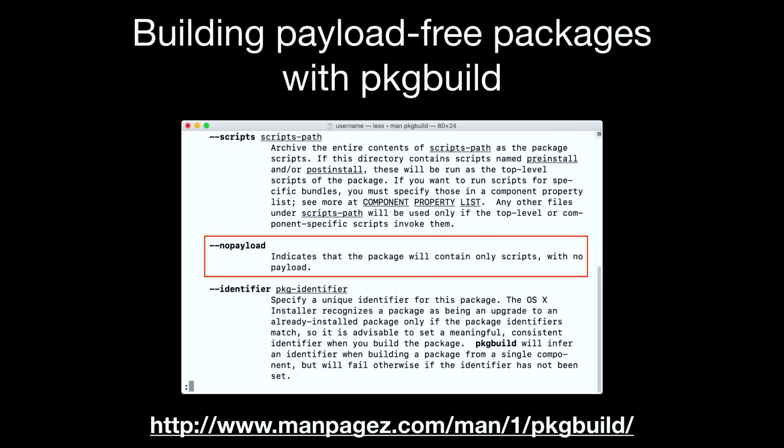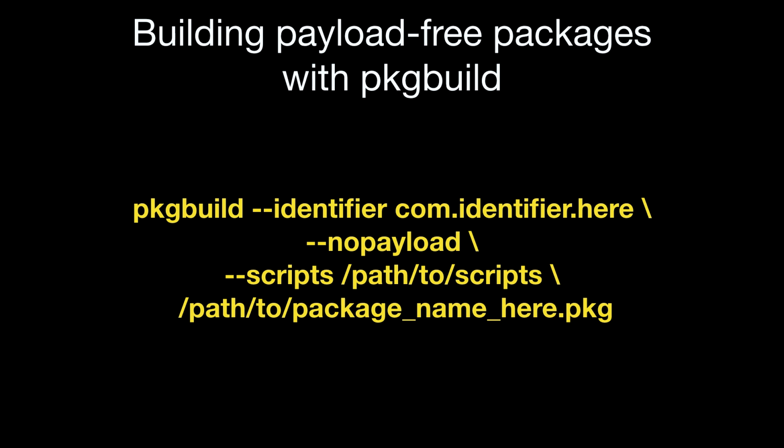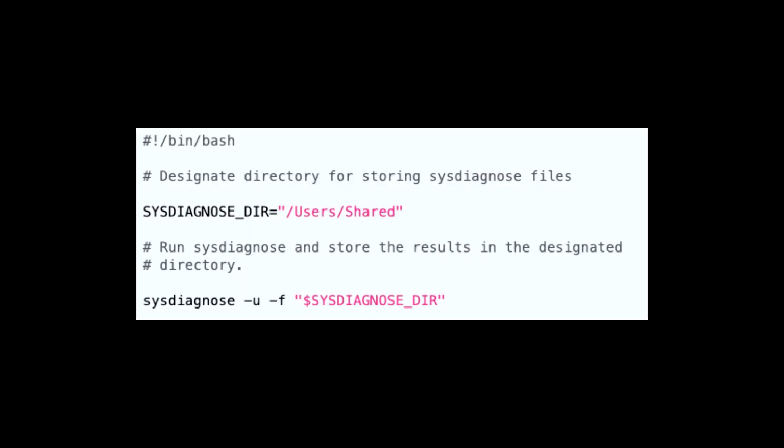And Apple has built support into its command line package build tool, which is used to build flat installer packages. So the no payload option tells package build that the package being built only contains scripts. There are no files, there's no directories, there's no payload. There's only the scripts. So let's take a look at how this works by turning the following script into a payload-free package.